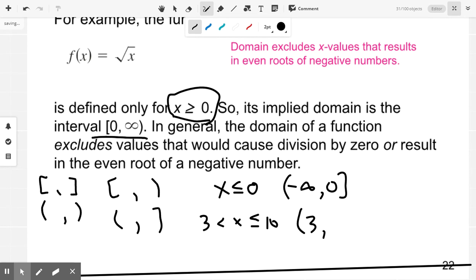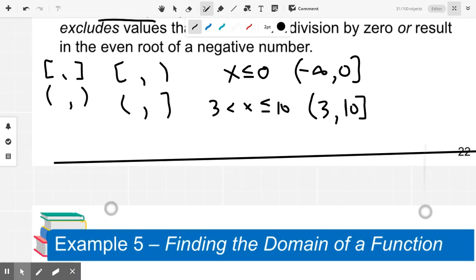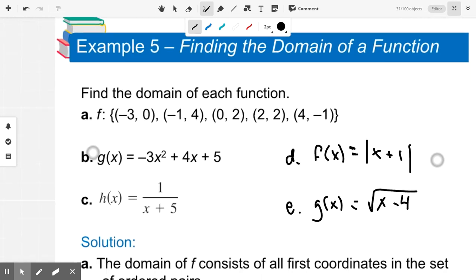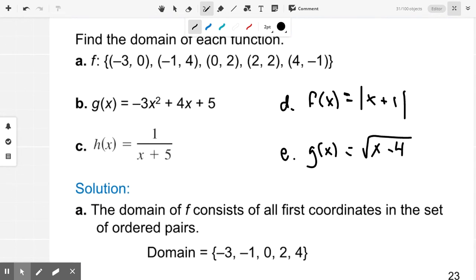If I had 3 is less than x is less than or equal to 10, this would be 3, comma, 10, where the bracket on 10 means it includes 10. The parenthesis on 3 means 3 is not part of this solution. This is interval notation. It includes all numbers in between 3 and 10, all fractions, decimals, whatever. I don't know if you've seen interval notation, but we'll be using it some, and that's just a quick introduction to it.